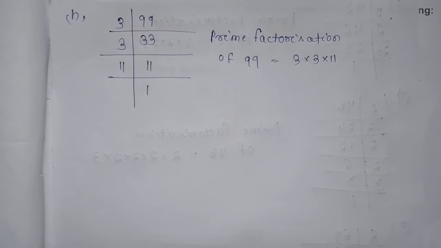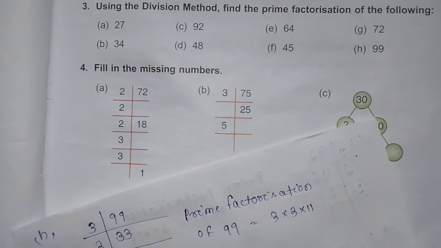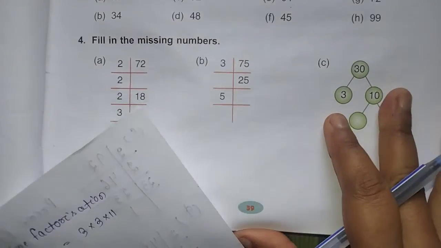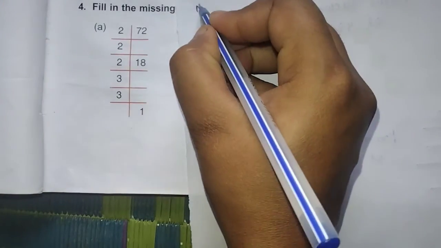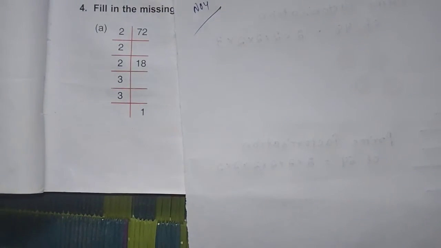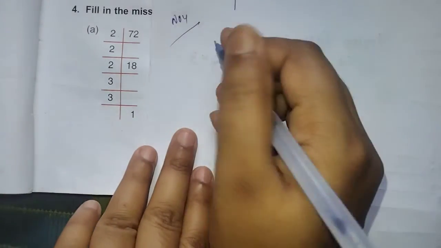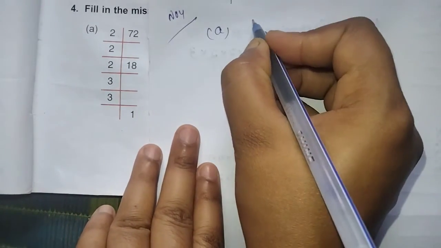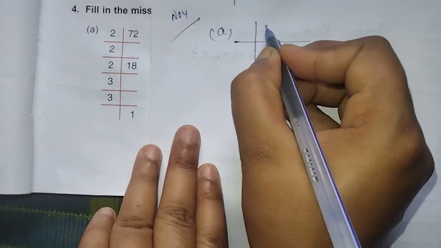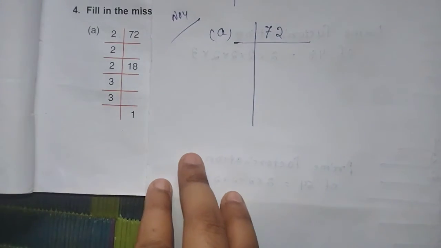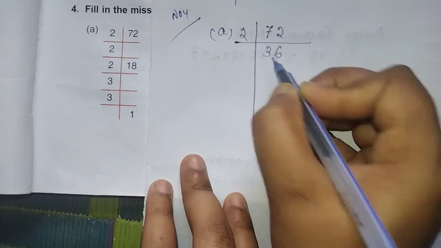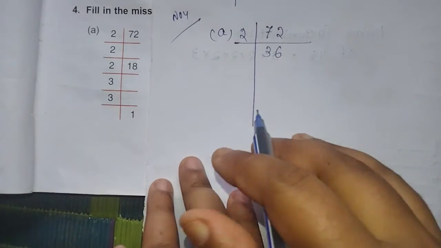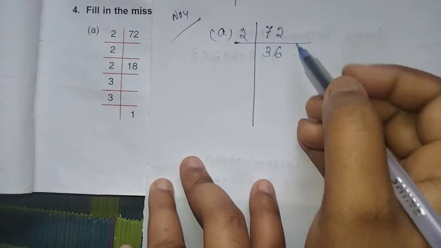Then we solve question number 4. Fill in the numbers. A. Question number 4. 72. Divide 72 by the prime number 2. 2 3s are 6, 2 6s are 12. Then you get quotient 36.